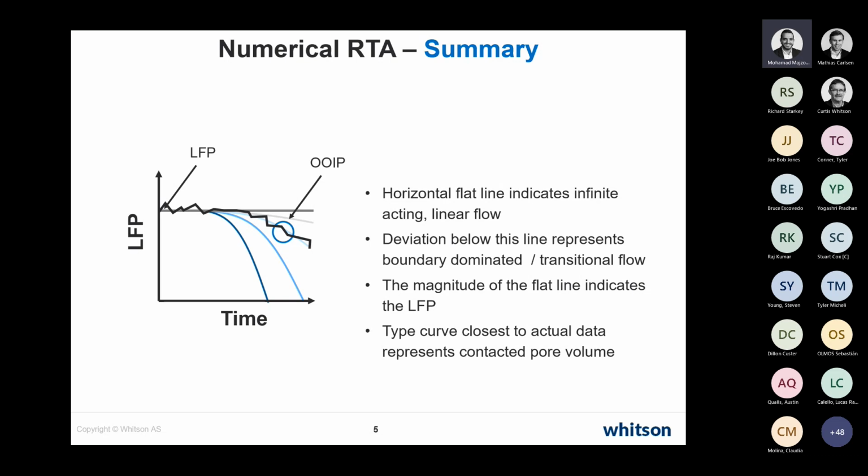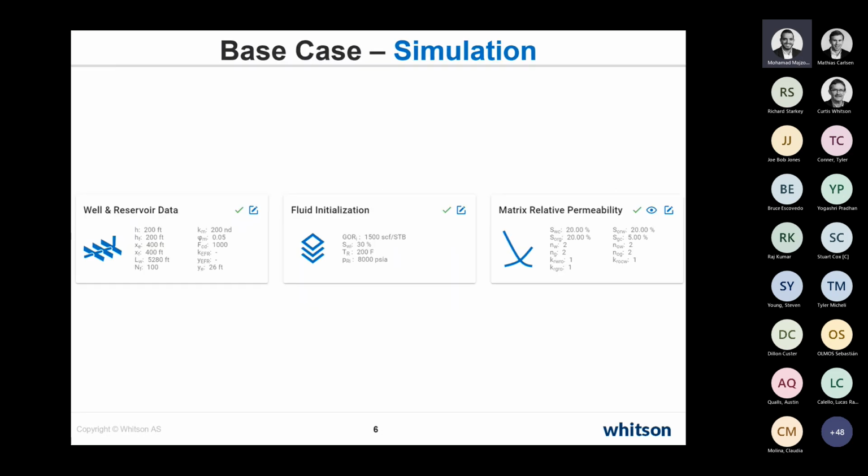And then we're going to be working with simulation models, numerical models. For that, I built a numerical model with some input parameters, very basic inputs: an initial GOR of 1500, an initial water saturation of 30%, a fracture half length of 400, etc. So these are all the parameters that are there. One important thing about the model is that the fracture half length is equal to the reservoir extent. That means that there's no volume beyond the frac tip, at least in what I'm calling the base case.